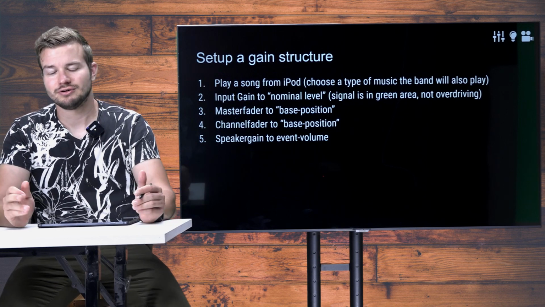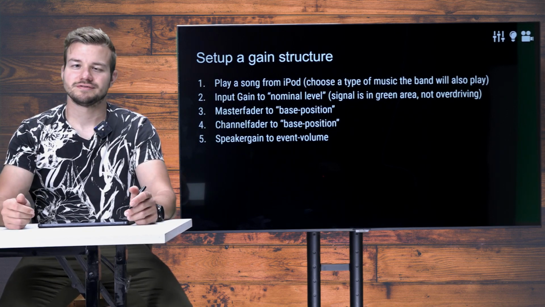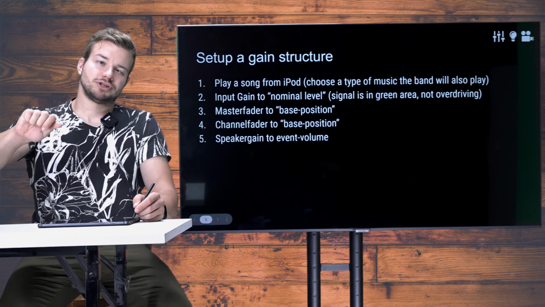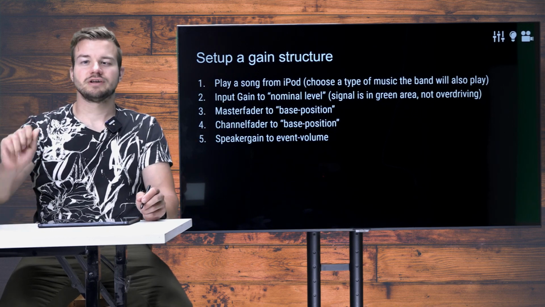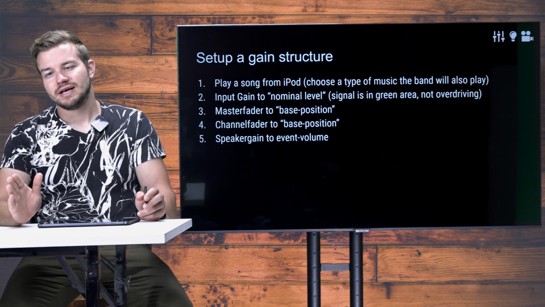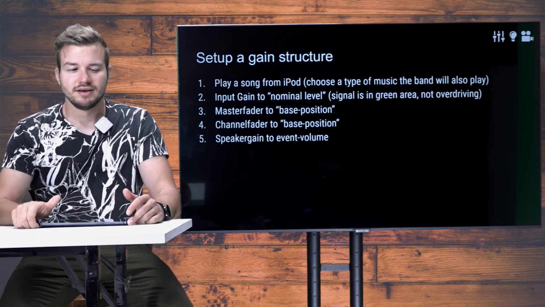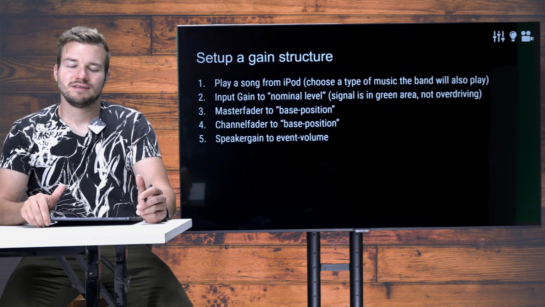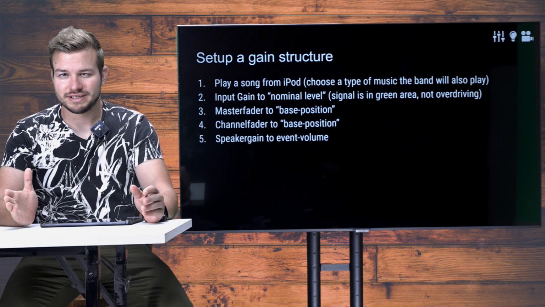And number 4. So basically now the only thing left is to turn up the speaker so the sound comes out of the speaker. And what you do is you switch on the speaker and you slowly start turning up the volume of the speaker. You basically turn the volume up as long as you think it should be louder in the venue for that specific event. So you set the volume to the level you will also use during the event.